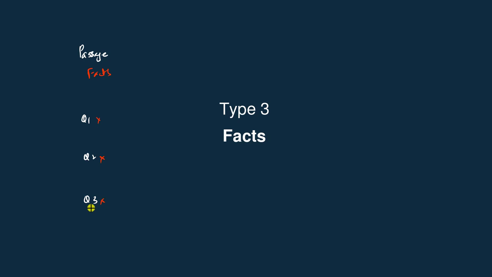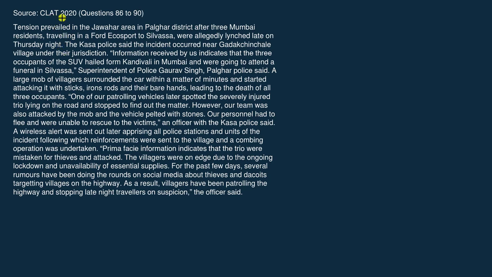So usually what we find is that in the passage we don't see facts. Facts are in the question. But there could be a legal reasoning passage where the passage has got facts. And that, ladies and gentlemen, is a type 3. And this is from CLAT 2020's paper, questions 86 to 90. Let's read this one. Let's see what's going on here.